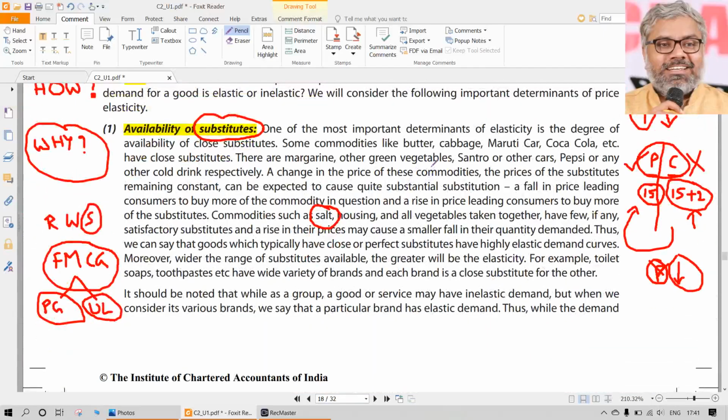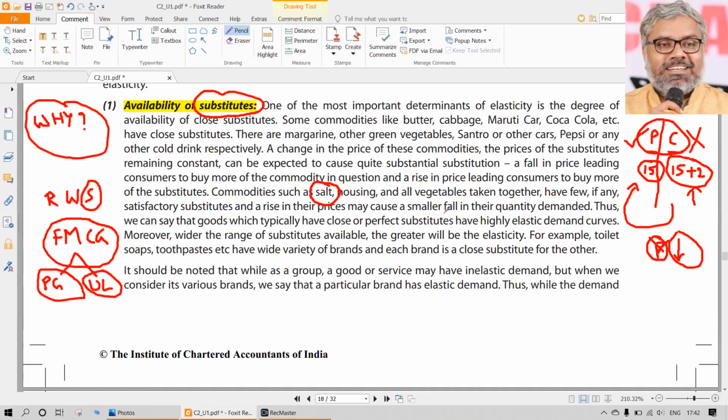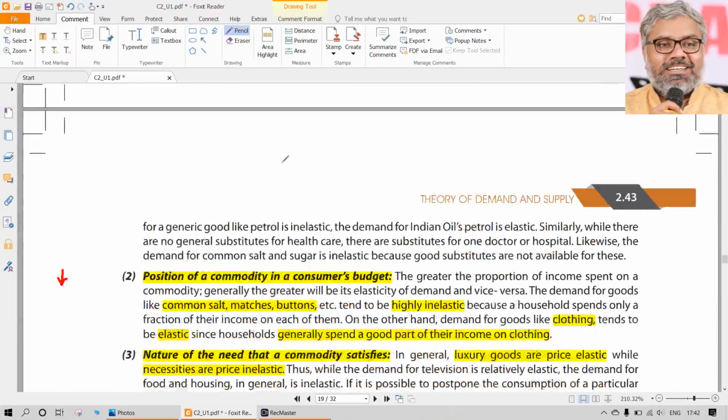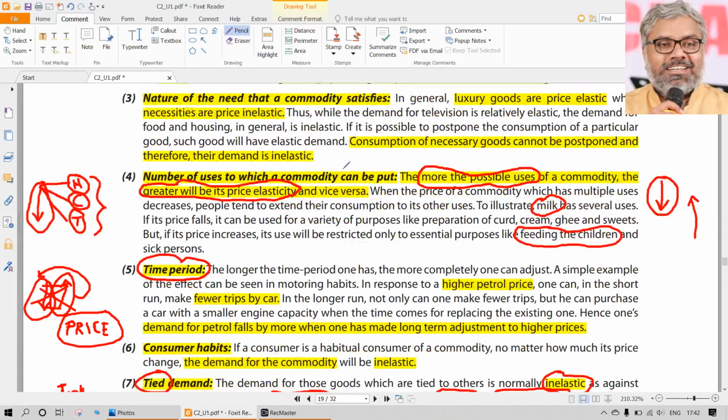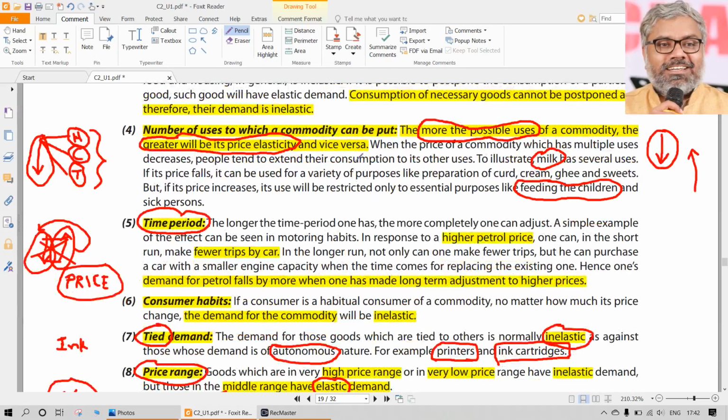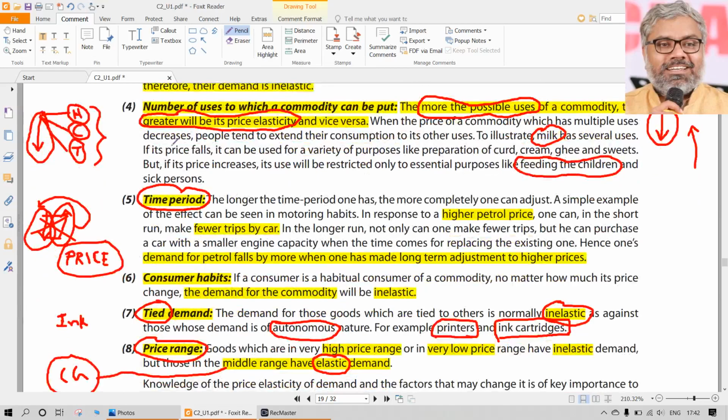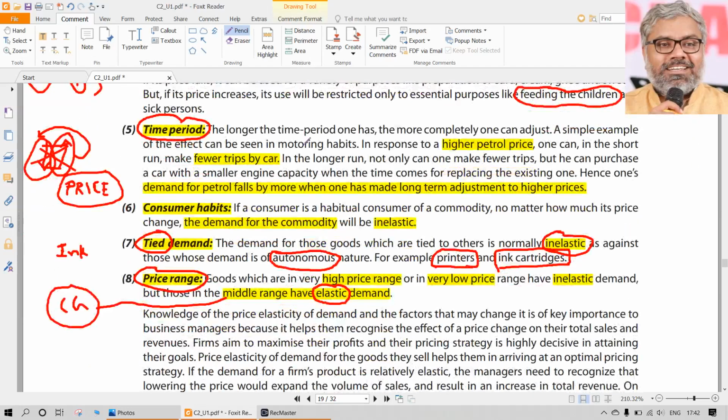Conceptually important, technically may not be, but logical questions definitely will come. So you should be able to identify which category that commodity falls in. In any case-based question, if an example is given, your answer will depend upon what category it is. Is it having a lot of substitutes? You have to check. Is it occupying a big position in the consumer's budget or not? You have to check. What is the nature of the need that commodity satisfies? Is it a luxury product or comfort product, or is it a necessity? That will have to be checked, because that also matters. Does that commodity have many uses? That has to be checked.